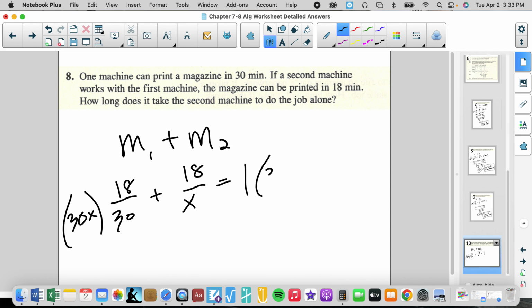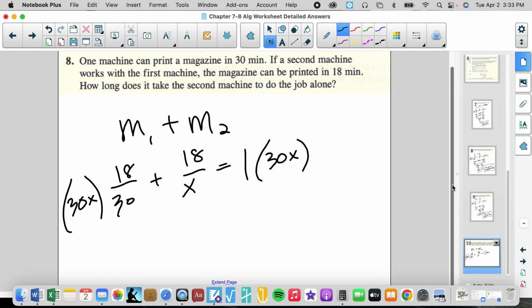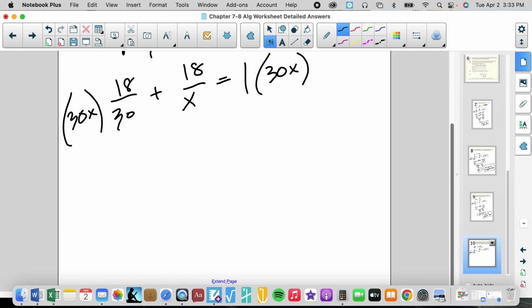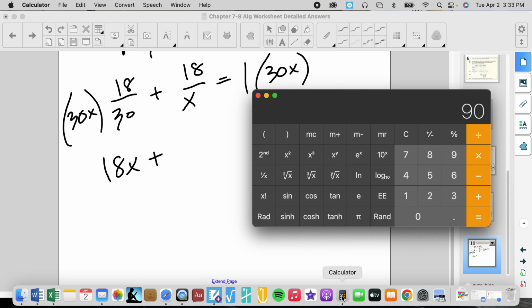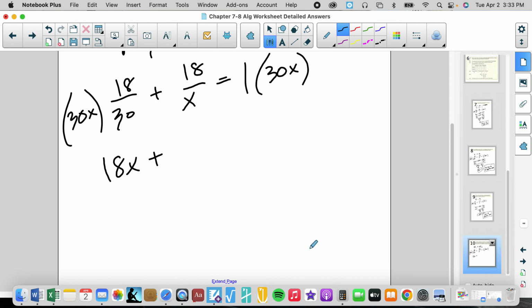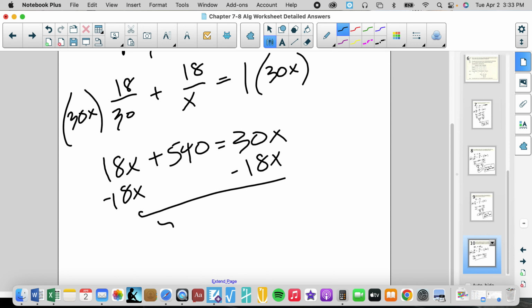30x. And we get 18x plus 18 times 30. I want to do it in my head. 18 times 30, 540 equals 30x. Subtract 18x. 540 equals 12x, divided by 12.